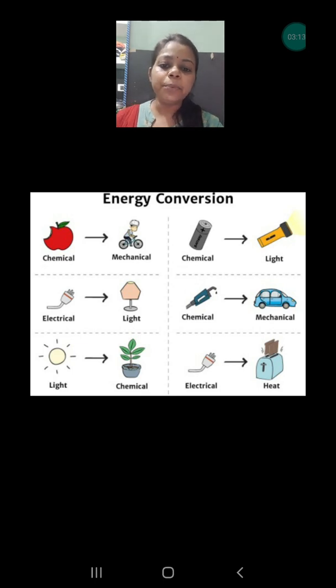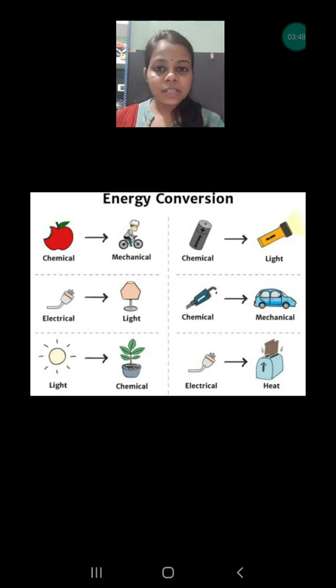Here there are different examples. With food, the chemical energy is converting into mechanical energy. Why? Because mechanical energy is the energy due to motion. When we ride a bicycle or a vehicle, it has mechanical energy. So chemical energy is converting into mechanical energy. If we are using cells or batteries in a torch or other appliances, then the battery has chemical energy, and that chemical energy is converting into light energy.